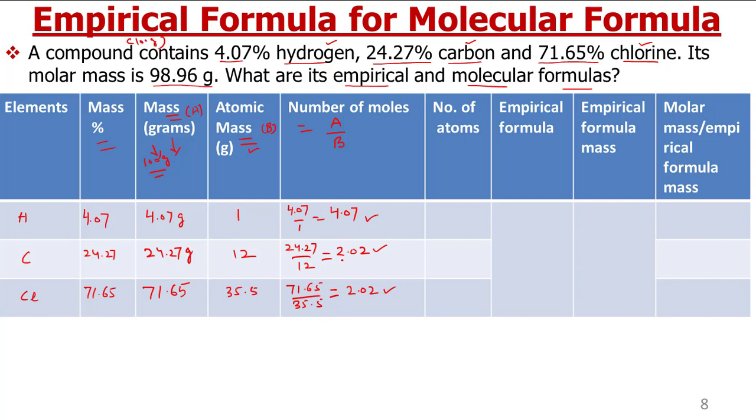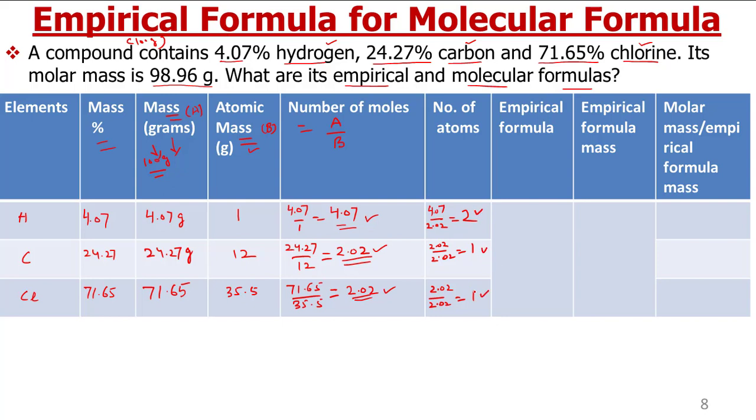Now the smallest number is 2.02, and we divide all these numbers by 2.02, the smallest number. So we will get 4.07 divided by 2.02, which is approximately 2, and 2.02 divided by 2.02, which is 1. Similarly, 2.02 divided by 2.02 is again 1. Now we get the whole numbers.